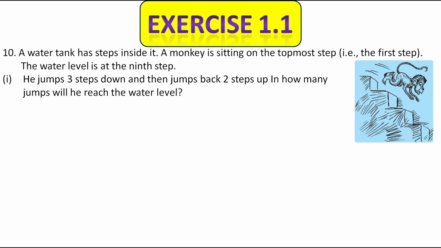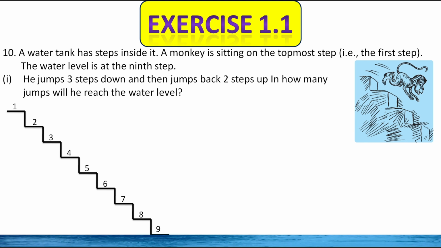Okay, wait. First we will take 9 steps here, and the monkey is sitting on the first step, and there are 9 steps, and on the 9th step we have the water level. Okay, so he jumps 3 steps down and then jumps back 2 steps up. In how many jumps will he reach the water level?